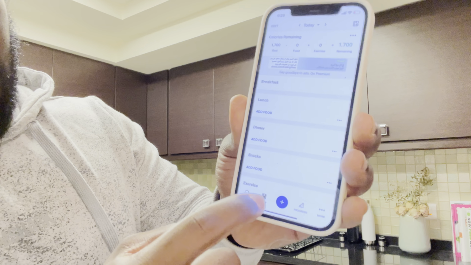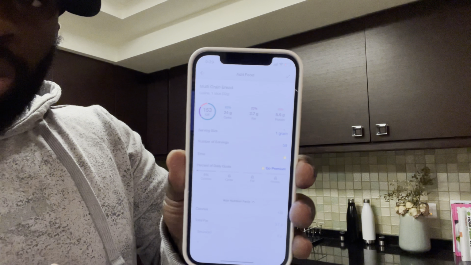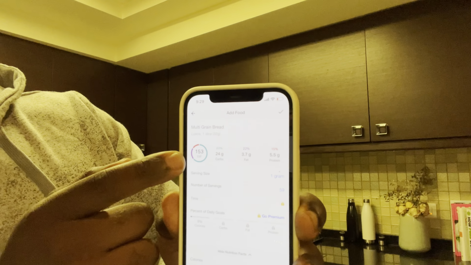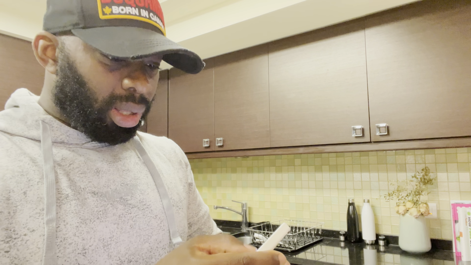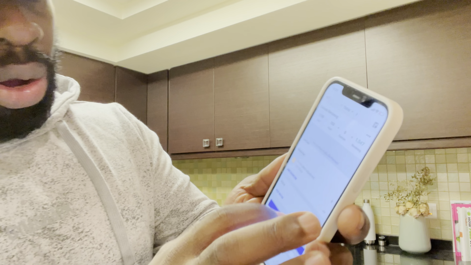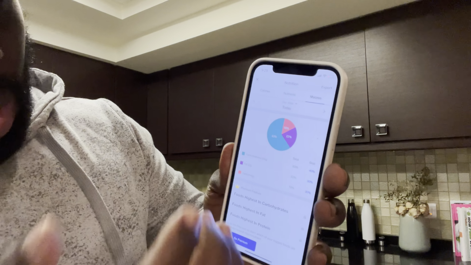There are several videos out there that tell you how to set it up. But once you're set up, all you have to do is click on Diary. Then you click on Add Food. Let's just add something. So let's say multi-grain bread. And once you've added that food, it will show you your calories, the carbs in that food, the fat, and the protein. By the end of the day, you can click on nutrition and it will give you a breakdown of the fat, carbs, and protein that you've had for the day, as well as the grams in total.